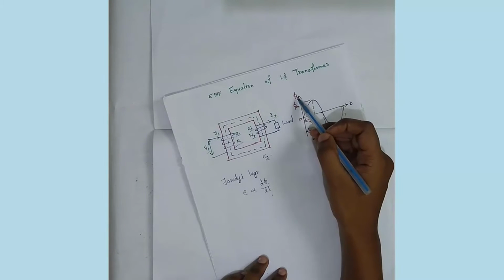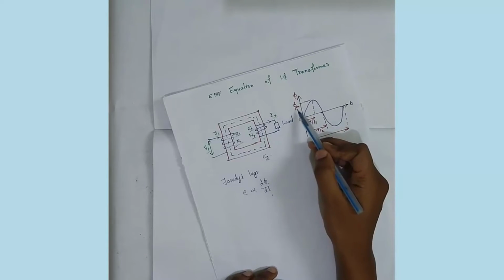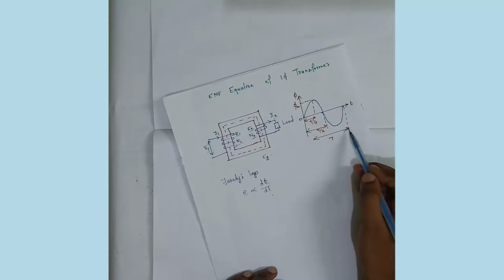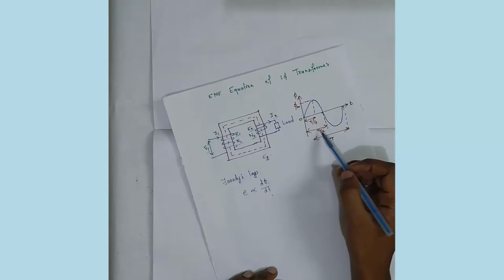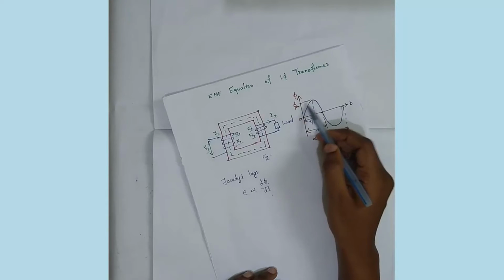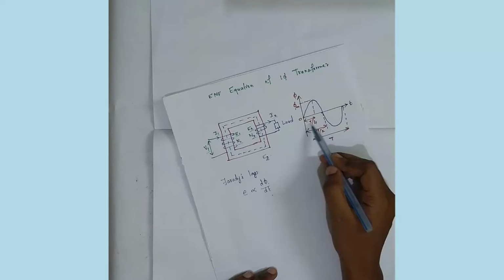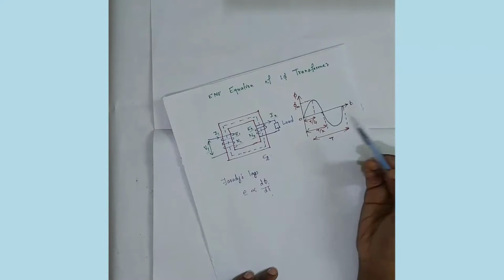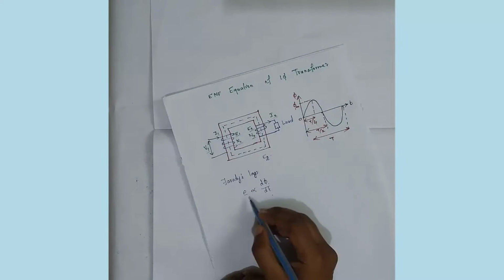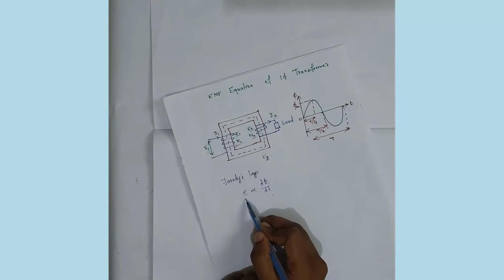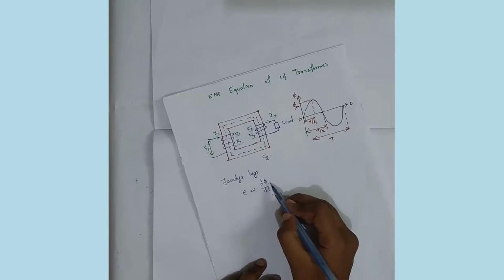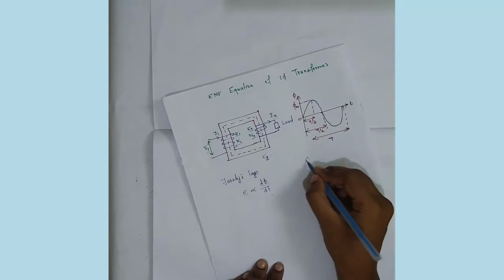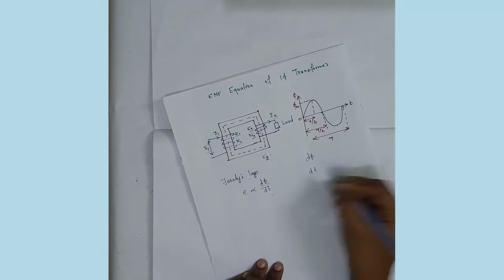The alternating flux is denoted as phi and the maximum flux is denoted as phi m. For one cycle, the time is denoted as T, for half cycle it is T by 2, and when the flux reaches its maximum value phi m, the time is T by 4. According to Faraday's law, the induced EMF E is directly proportional to the rate of change of flux, so we need to find the value of d phi and the value of dt.